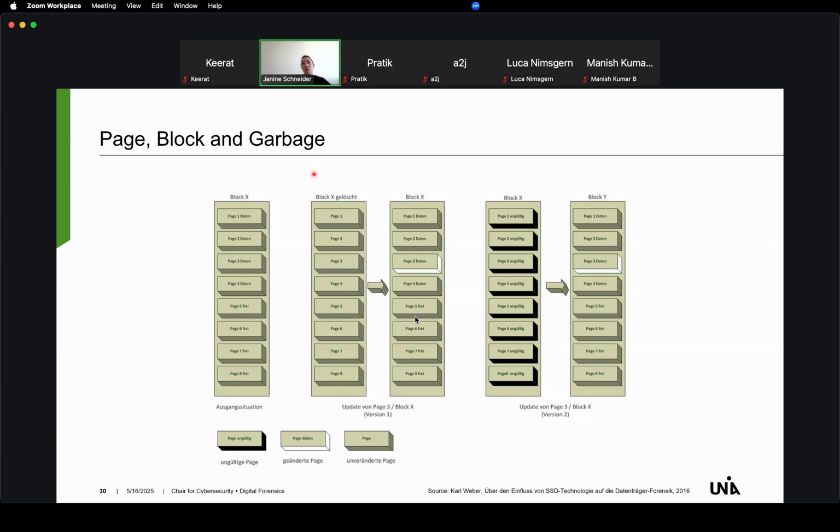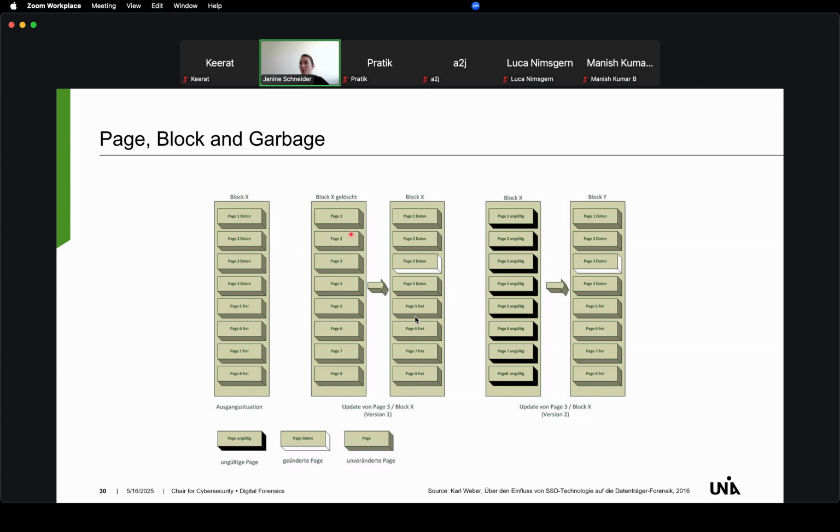So what we want to do is overwrite a page. In order to do so, we have to save the entire block X to the DRAM buffer. Then we delete block X.